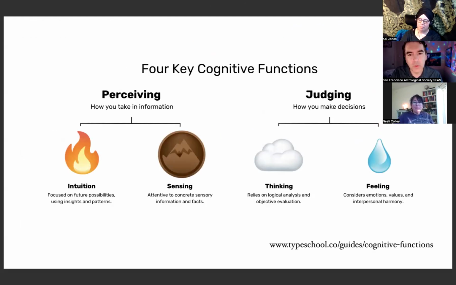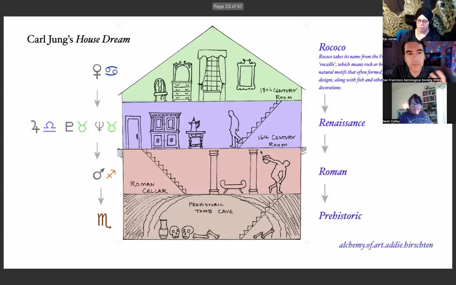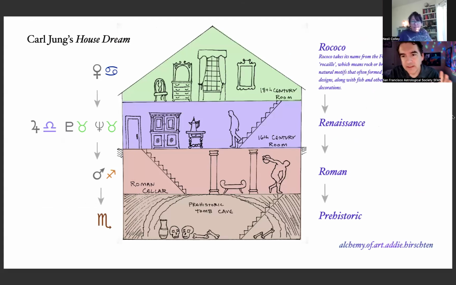So here's a diagram showing Jung's four cognitive functions that I was mentioning here. You can see he was very influenced by alchemy and astrology. And maybe that was part of his makeup. Who knows? So I keep wanting to call this Carl Jung's dream house, sort of like Barbie, but it's not Carl Jung's dream house, it's Carl Jung's house dream.